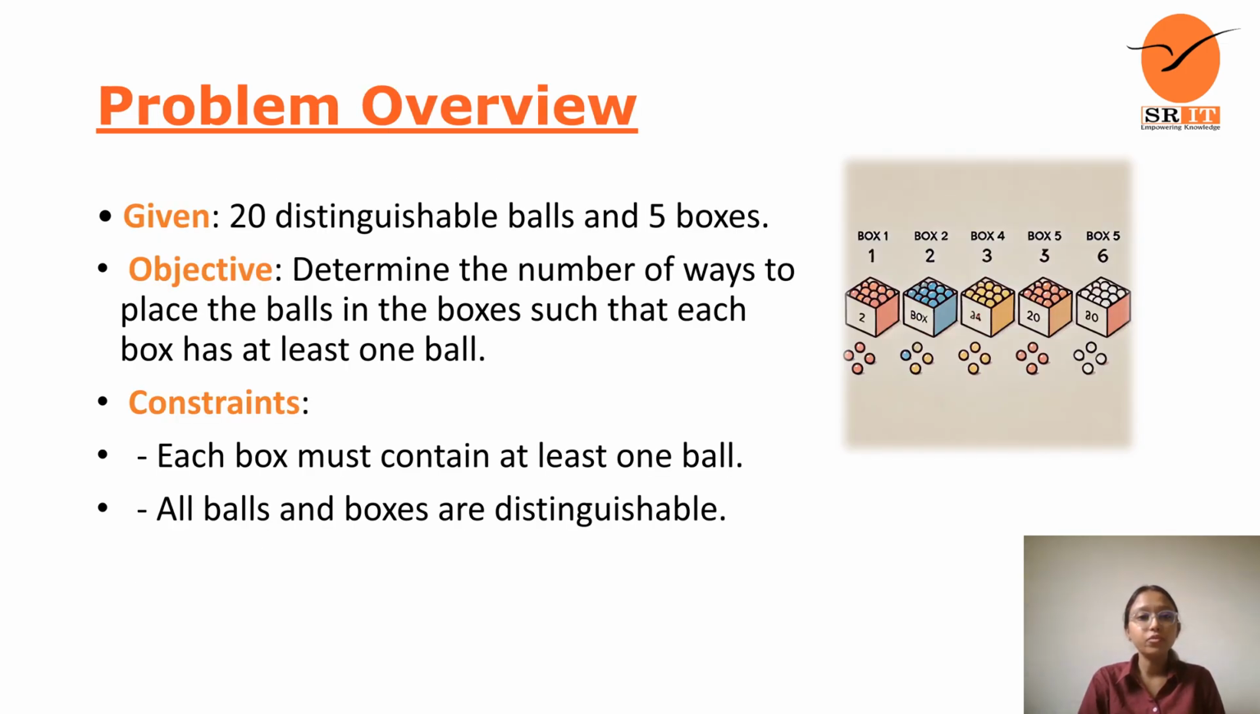So, the problem overview. Given 20 distinguishable balls and 5 boxes. The objective is to determine the number of ways to place the balls in the boxes such that each box has at least one ball. Constraints are each box must contain at least one ball, and all balls and boxes are distinguishable. So moving on to the next slide.